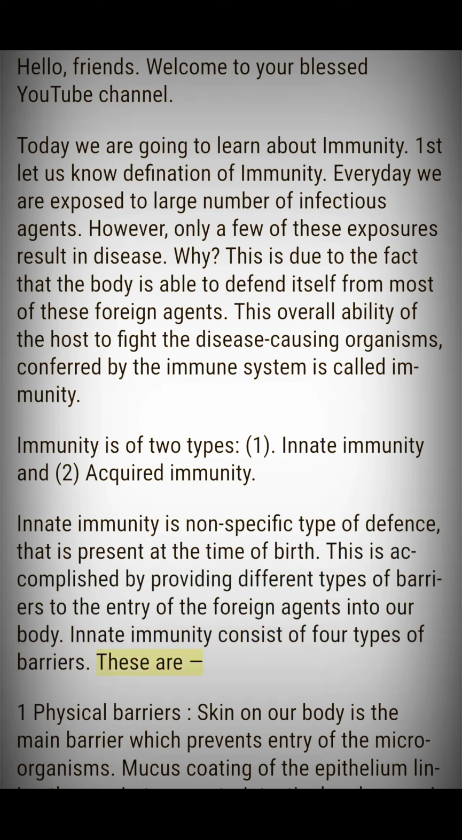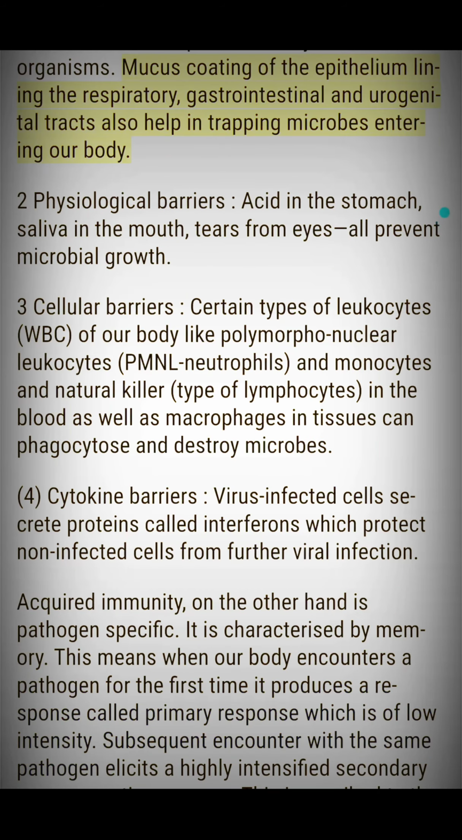These are 1. Physical barriers. Skin on our body is the main barrier which prevents entry of the microorganisms. Mucous coating of the epithelium lining the respiratory, gastrointestinal and urogenital tracts also help in trapping microbes entering our body. 2. Physiological barriers. Acid in the stomach, saliva in the mouth, tears from eyes all prevent microbial growth.